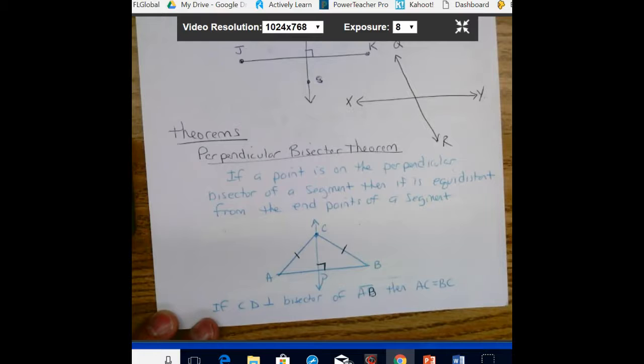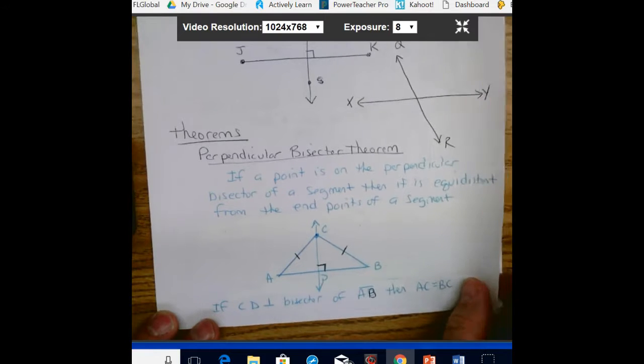When we know it's perpendicular, it's a bisector, it cuts through this bottom one, and we know that these two are equal as well. And then we can call this an isosceles triangle, right? 2 sides are equal. So let's look at another one.